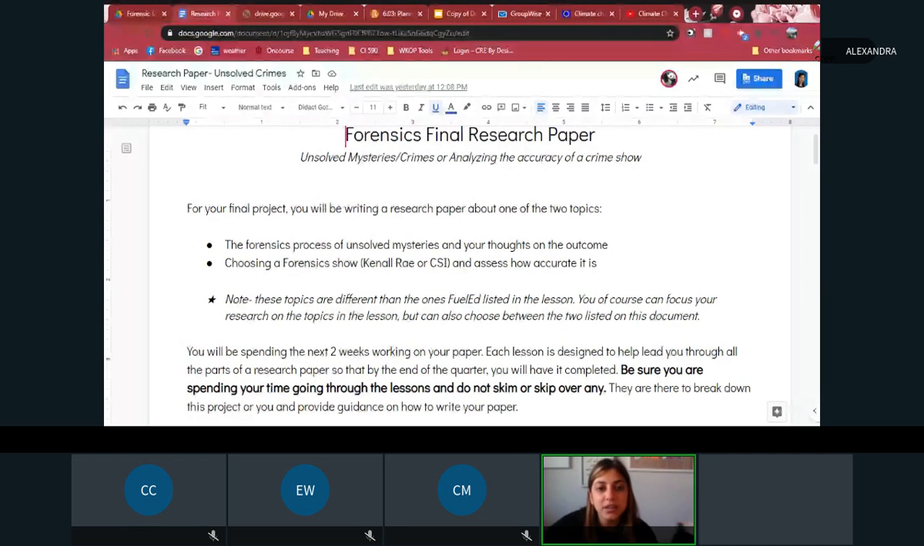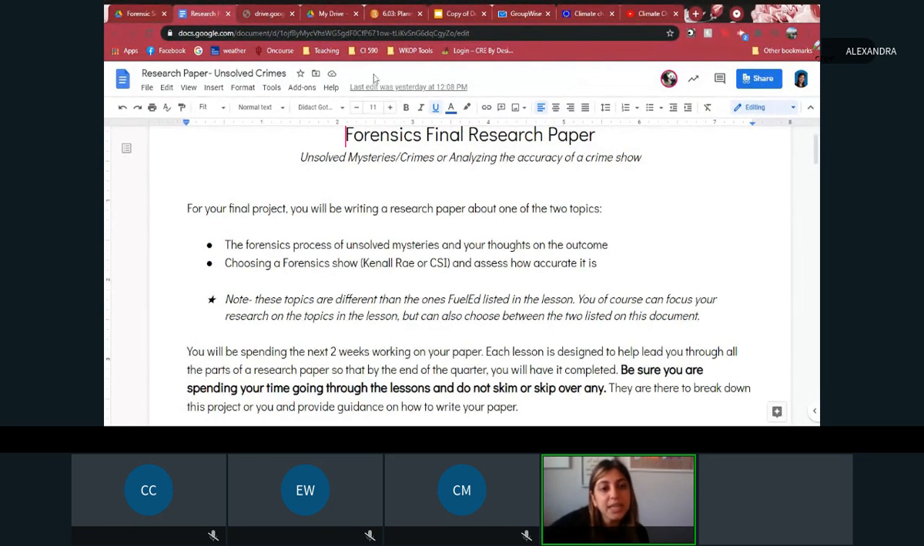Then there are 2 other topics that they'll list in Fuel Ed, and that is the history of the jury system. So just like how we go through the criminal system here and how we go to court and what that looks like. Or the other option is to research what that jury system looks like in other countries. So those are your 4 options.